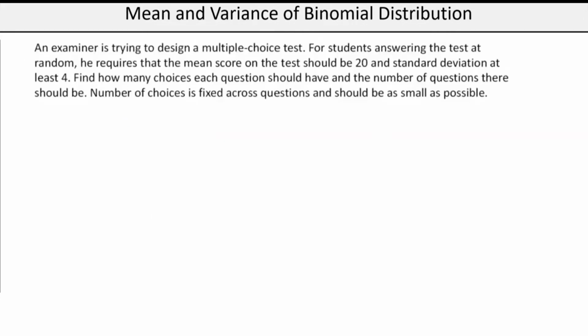So in this one, we're told that an examiner is trying to design a multiple choice test. For students answering the test at random, he wants the mean score on the test to be 20 and the standard deviation to be at least 4. We're asked to find how many choices he should make for each question. So question 1, is it going to have option A, B, and C, or option A, B, C, D, E, F, and G? How many options should they have for each question? We're told that the number of choices is to be fixed across all of the questions. So that's going to be constant, and it should be as small as possible.